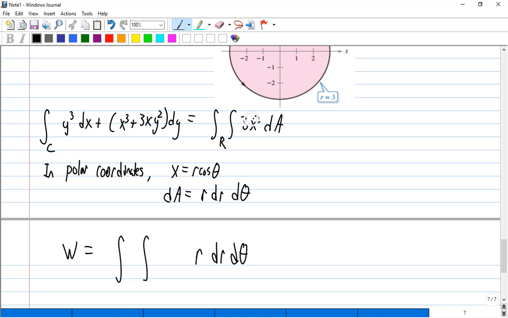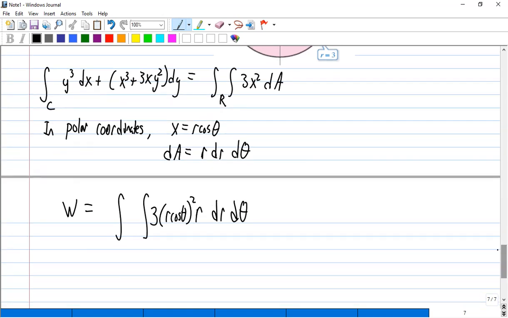And we found out from Green's theorem that once we did the partial derivative of N with respect to x and M with respect to y, and we set it up in the formula, we got 3x squared. So that's going to be 3 times, with x equal to r cosine theta, so 3 times (r cosine theta) squared.